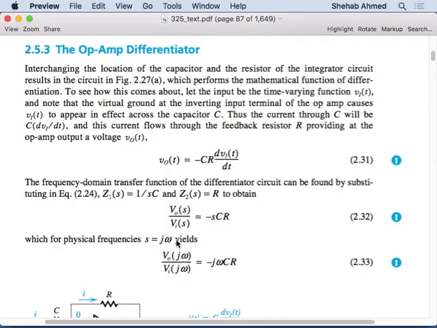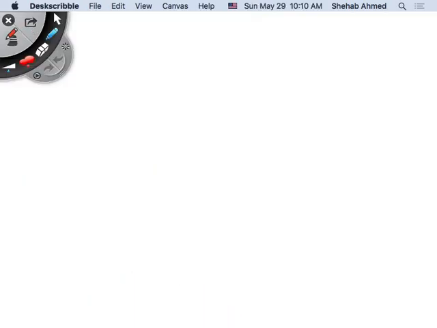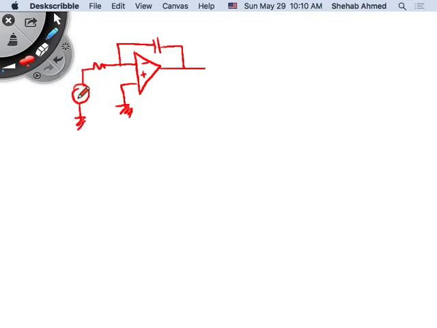Okay, how about the differentiator? Let me just change the place of the R and C. For the integrator, we had the circuit like this, plus, minus, and we had the R here, and we had the C here, and this was grounded, and this was VI, and this was V output.